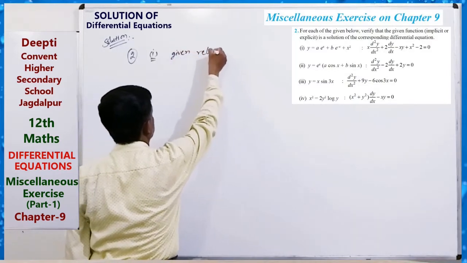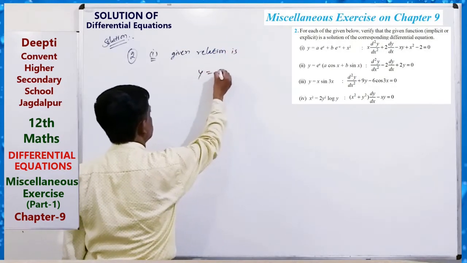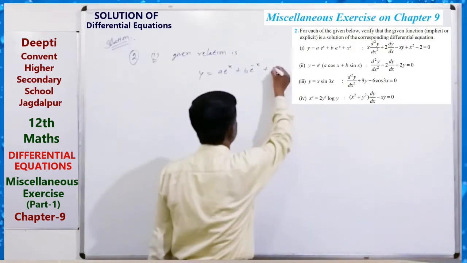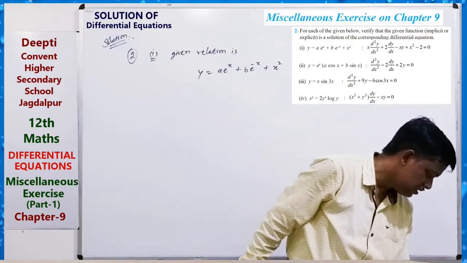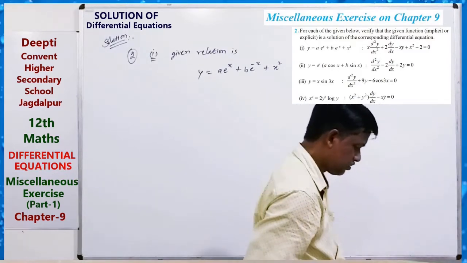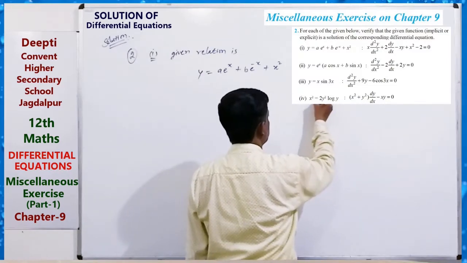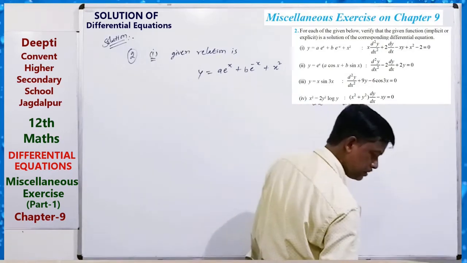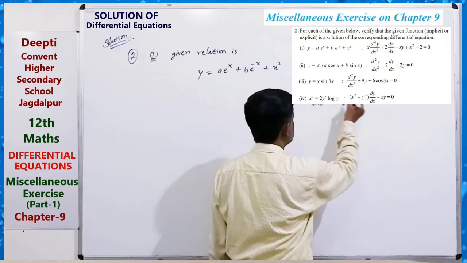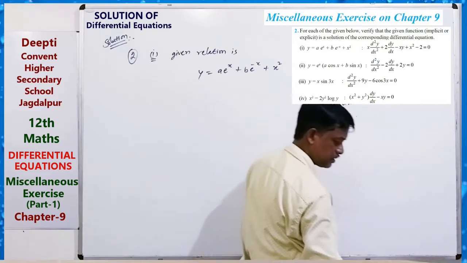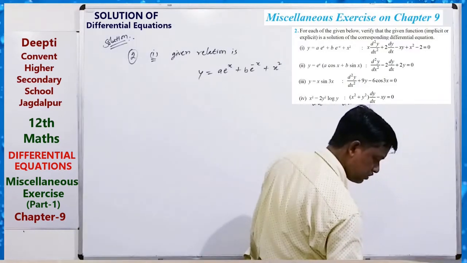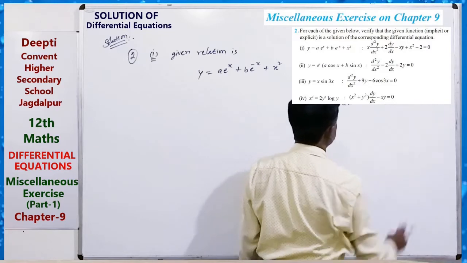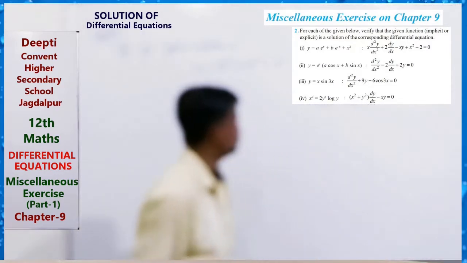Given relation is y equals a e to the power x plus b e to the power minus x plus x square, and the equation is x d2y upon dx square plus 2 dy upon dx minus xy plus x square minus 2 equals to 0. This is the given differential equation.